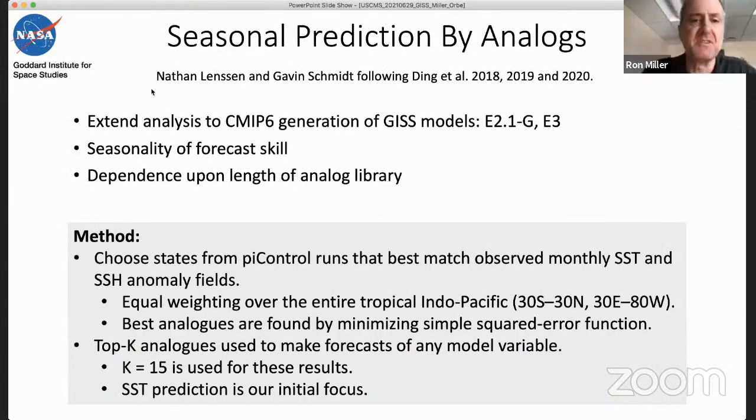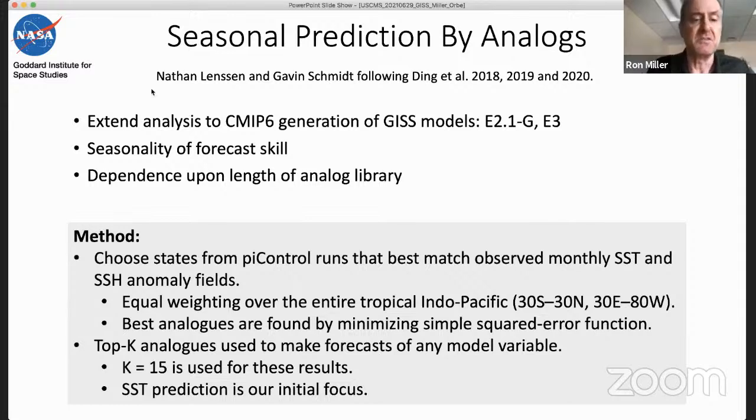Okay, so the first topic is seasonal predictions by analogs, and this is some work by Nathan Lenssen and Gavin Schmidt, and they were basically inspired, motivated by some papers by Wei Ding that came out over the last couple of years. The basic theme was doing seasonal prediction by analogs, and the idea is if you have an observed state, you look in a library from a PI control, and you find the best possible analog you could find. And Nathan and Gavin have been using SST and SSH.